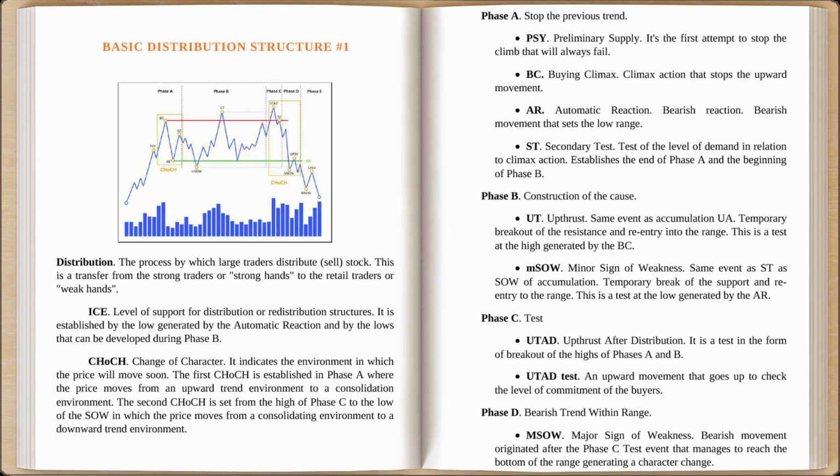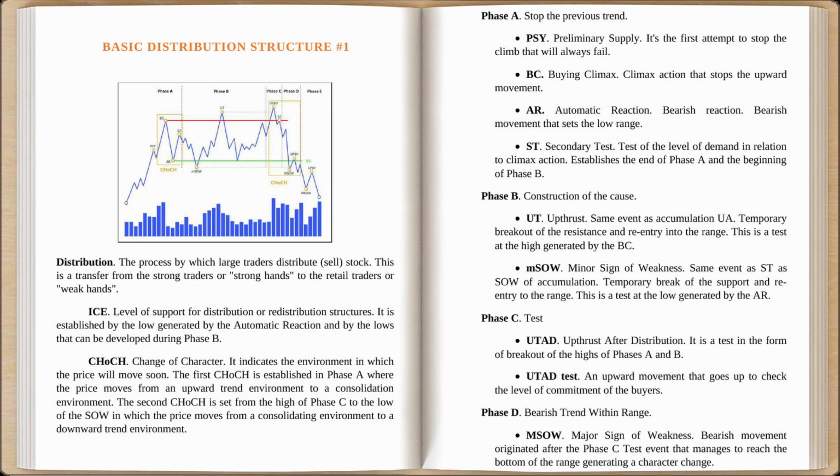Basic distribution structure number 1. Distribution, the process by which large traders distribute, sell stock. This is a transfer from the strong traders or strong hands to the retail traders or weak hands. ICE, level of support for distribution or redistribution structures. It is established by the low generated by the automatic reaction and by the lows that can be developed during phase B. CHoCH, change of character. It indicates the environment in which the price will move soon.